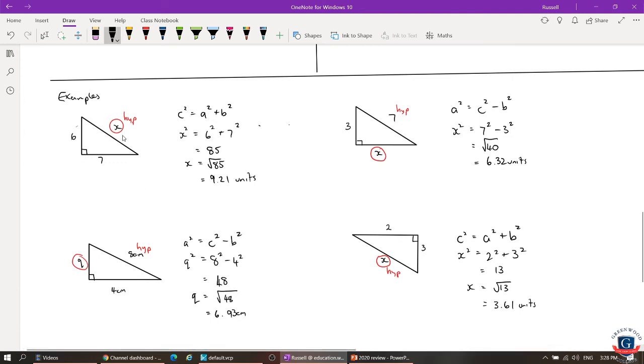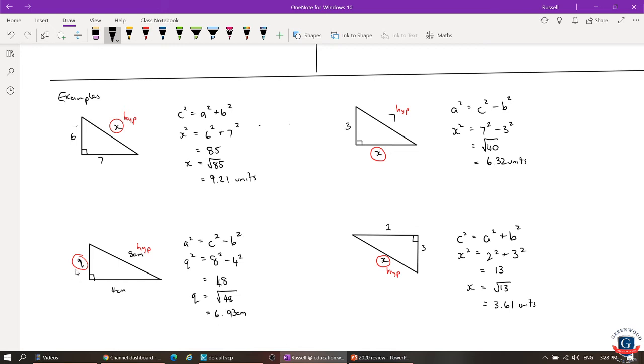Here's another case looking for the hypotenuse. So where the hypotenuse is the longest side, we write the normal form of Pythagoras' theorem. There it is there. Then we substitute all the values in. Hypotenuse goes where C is. 6 and 7 go where A and B are. Stick these values into your calculator. Spits out 85. Take the square root of 85. Gives you 9.21 units. Problem solved.